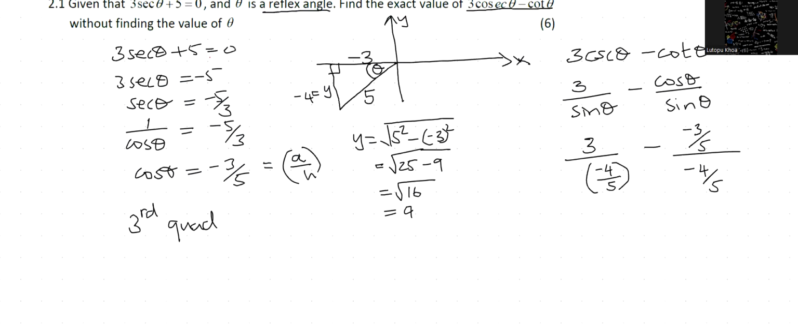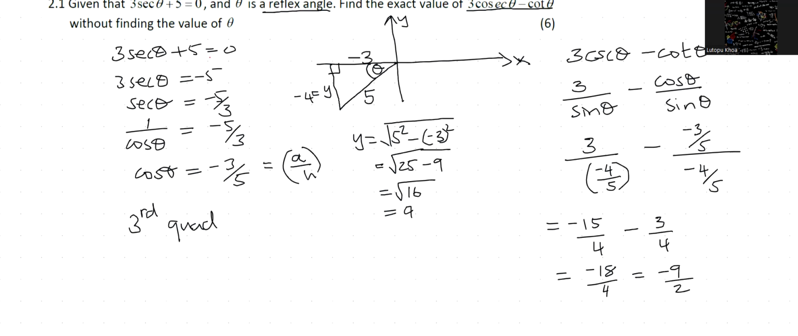So this is 15 minus 15 over 4, and here negative, negative, negative gives us negative. So 3 over 5 divided by 4 over 5 is 3 over 4. So this is minus 18 over 4, which is minus 9 over 2.